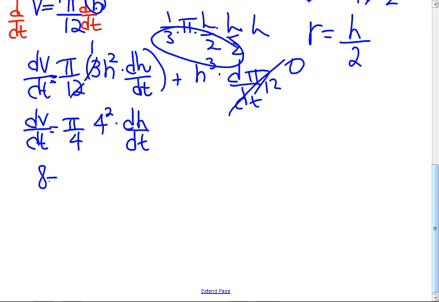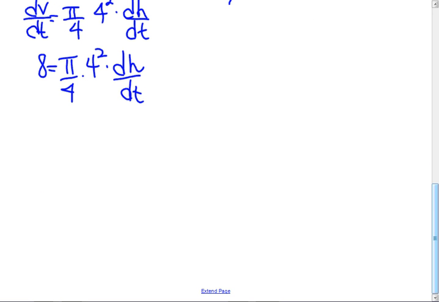So 8 equals pi over 4 times 4 squared times dH dt. And then what happens to the 4s? 1 goes and 1 stays. So I get 8 equals 4 pi times dH dt. What do you want to find? What's it say in your find statement? I can go back up.